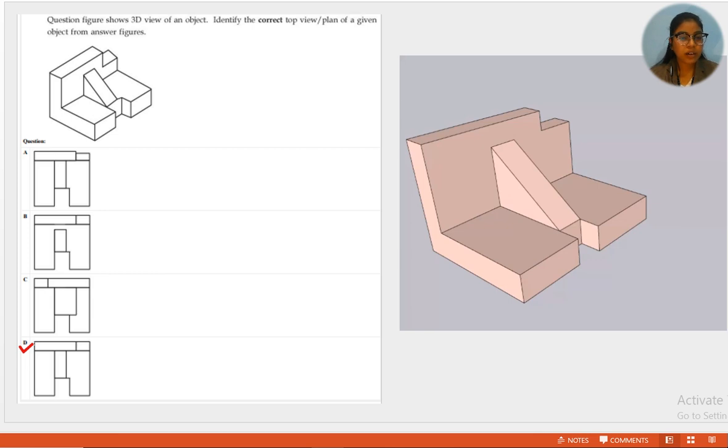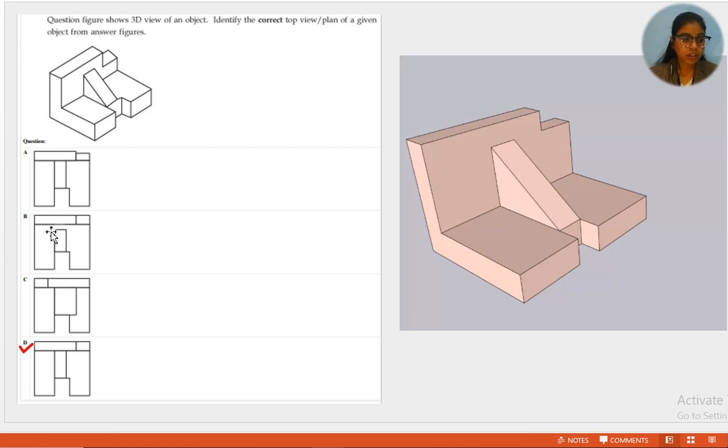In the next question also you are given the 3D view of an object and you have to identify the correct top view or the plan of the given object from the answer figure. Now look at its top view and see where the difference is in the options A, B and C. See, here you have a rectangle over here also, but here you have a square. If you look at it from the top, it is very clear that you will get to see this rectangular strip at the top. But in B, there is a gap, but there is no gap because this triangular part is touching this vertical part.